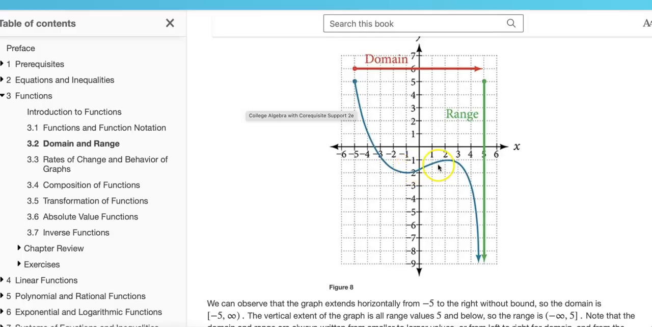But if we follow the graph, it goes on forever as we go to the right, which means the domain starts at -5, but then it goes to positive infinity. The range, on the other hand, has its highest value at 5, and then it goes down to -infinity. So the range is going to start at +5 and go to -infinity. Of course, that's an interval that's written the other way around, going from -infinity to 5.